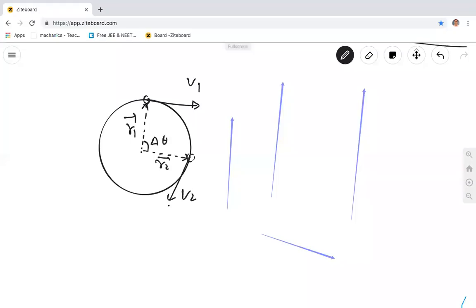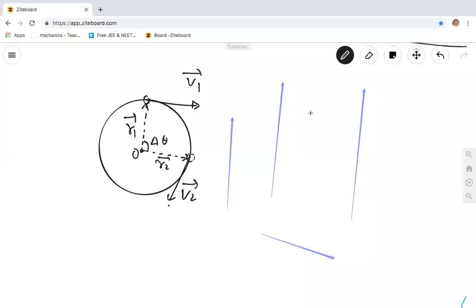I want to find the acceleration of the particle which moves in a circle. If I could find the acceleration, then I will multiply that by m. That will give me the force. This is the center of the circle. This is v1 vector. This is v2 vector. But we know speed remains constant.